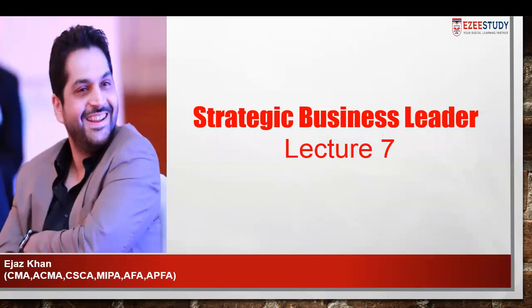According to this model, before any strategy can be made for any business, it's very important to analyze a company's strategic position with reference to the environment it is operating in. This stage has 2 types of analysis. One is the internal analysis and the other is external analysis.